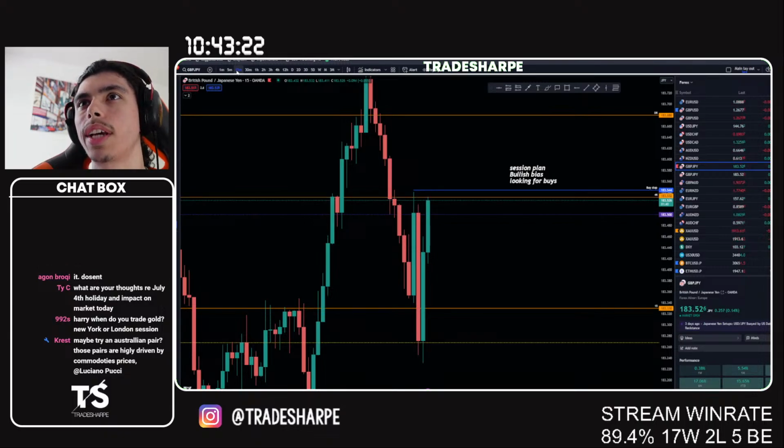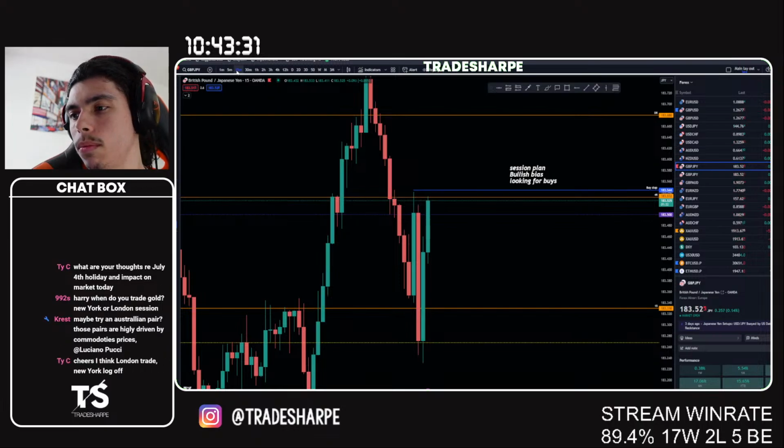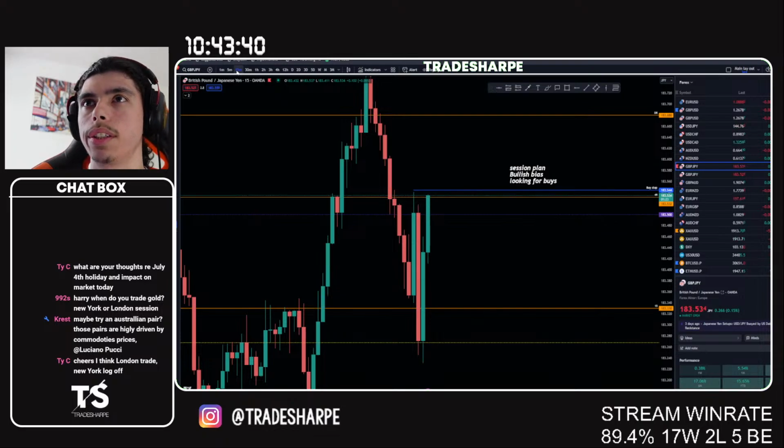So 2 minutes for this candle to close. I do think it's worth for us to wait for this candle to close, to be honest. Trade London, log off. New York, log off. Yeah, exactly. I might enter half now and then half when this candle closes. Because it would be ideal to see this candle close first. It would be much safer to take a trade when this candle closes.